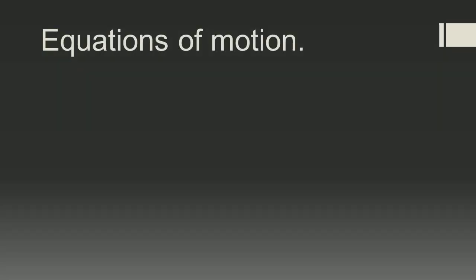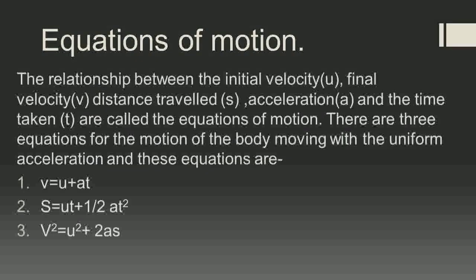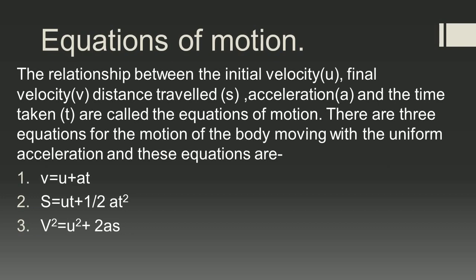So what exactly are the equations of motion? When a body travels in a straight line with uniformly accelerated motion, that means its velocity is changing uniformly, then the relationship between the initial velocity u, final velocity v, distance traveled by that body s, acceleration a, and the time taken t are called the equations of motion. That means equations of motion are the relationship between these terms.